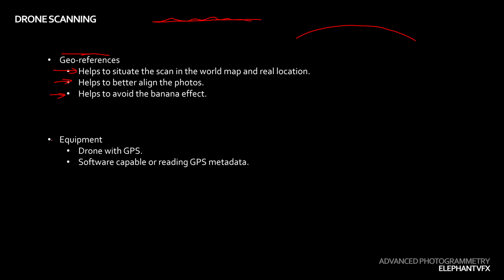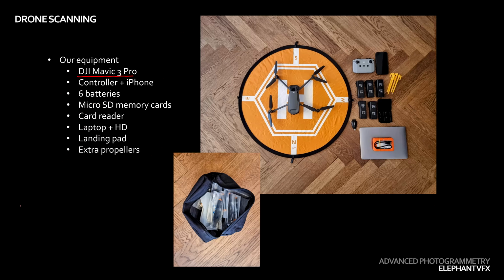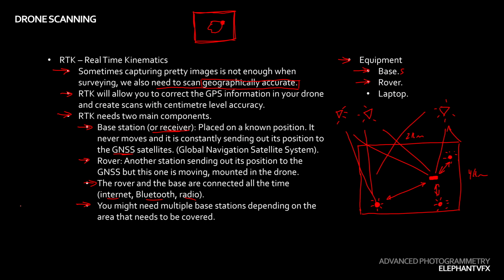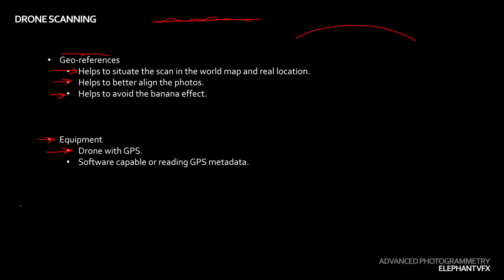For georeferences, the only equipment that you need is a drone with GPS. All the drones that we discussed before, right? All these drones should have GPS, so you're good. But if you have a pretty crappy drone, most likely it wouldn't have a GPS, or it would have a really bad GPS. And also you need a processing software that is capable of reading GPS metadata.